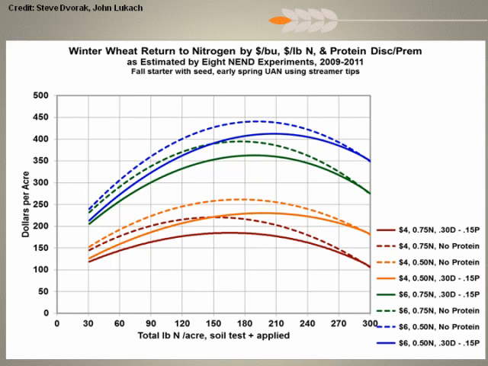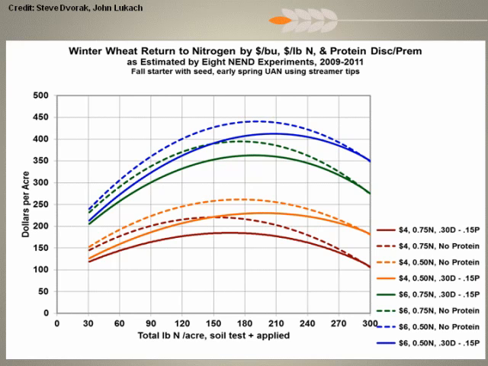of protein. If you look at the bottom set of four lines, the red and the orange, those are the $4 value for the wheat, and the red is the 75-cent end, and the orange is the 50-cent end. You'll note that with the cheaper nitrogen, the total amount of N, soil test plus applied, probably reaches maximum value somewhere between 150 and 190 to 200 pounds of N, based on the cost of the nitrogen.